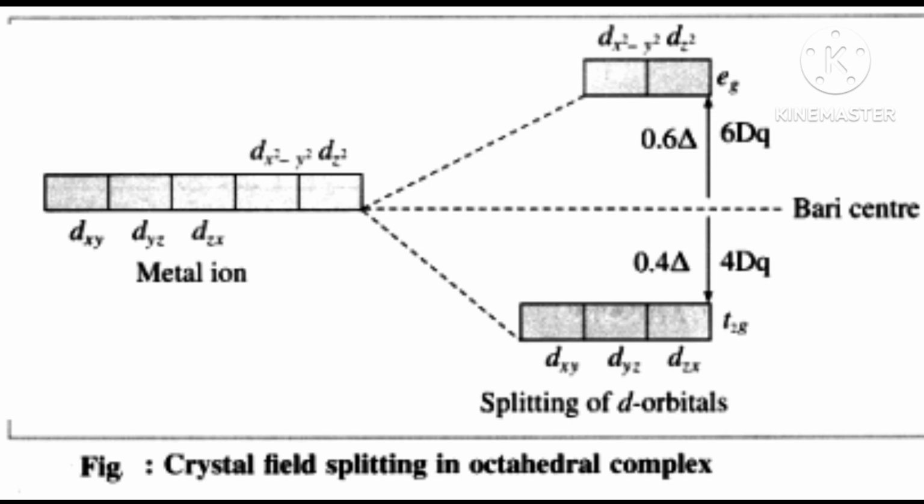This is called the splitting of d orbitals in octahedral complexes. In the middle, before splitting, the energy level is called the average energy of the d orbitals in a spherical crystal field. In the diagram, you can understand that the central metal will be in the middle and the ligands will be surrounding it spherically.